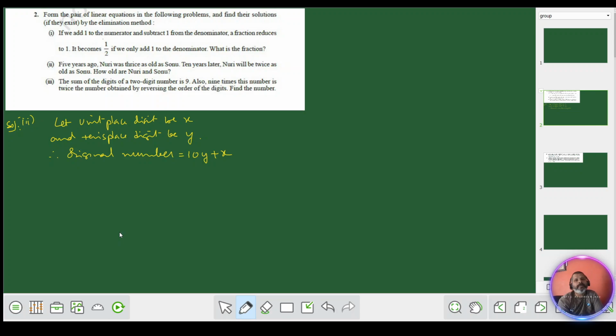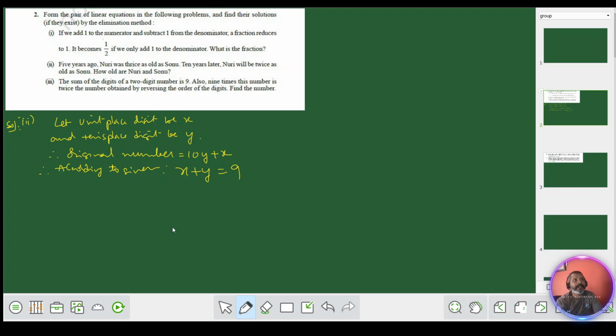What are the digits we assumed? x and y. Therefore, one equation we will get easily. According to given, x plus y is 9.